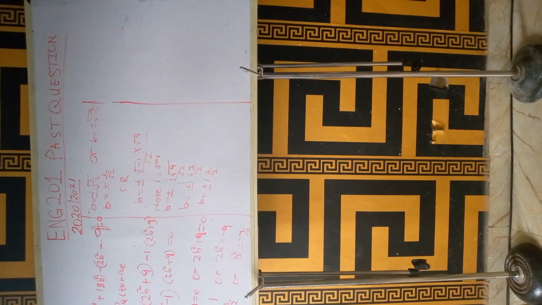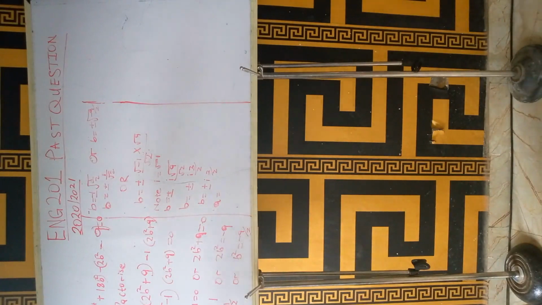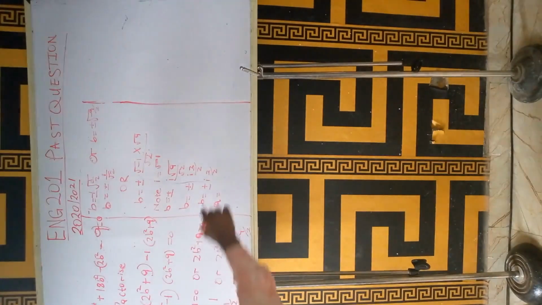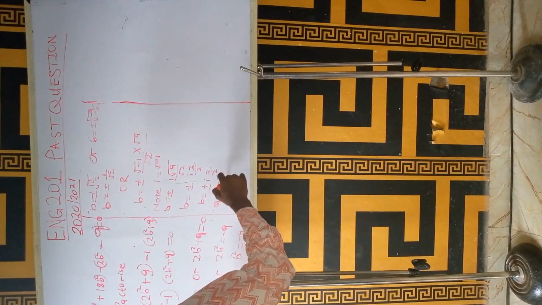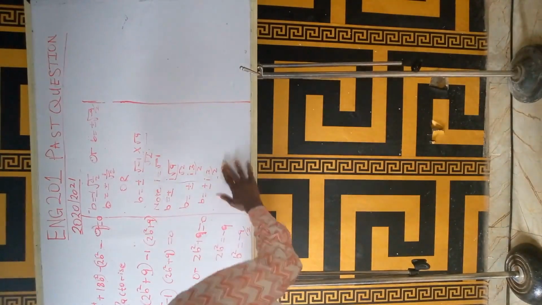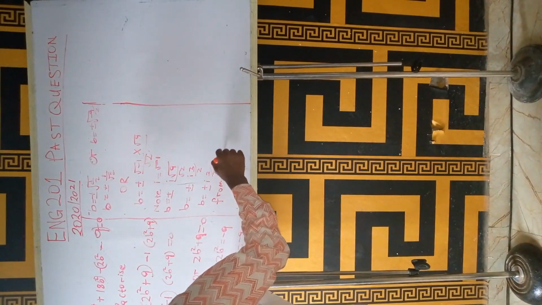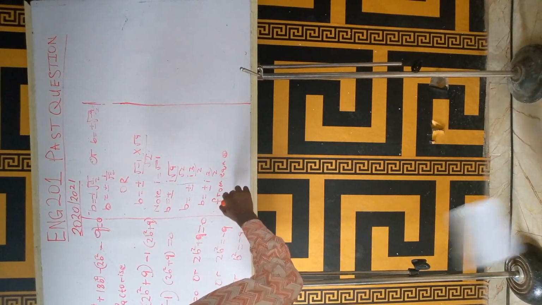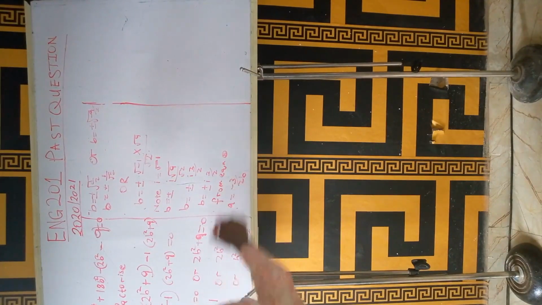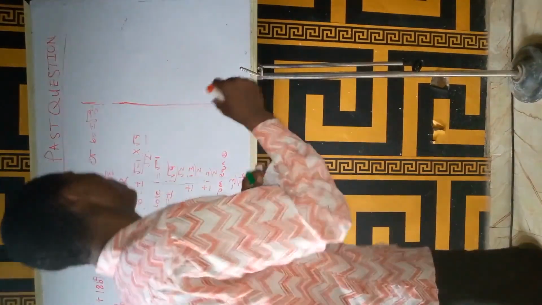For me to now get my a, my a is equal to minus 3 over 2b from the equation star. If you look at equation star, from equation star, your a equals minus 3 over 2b. And if your a is minus 3 over 2b, definitely you are going to have something like this.